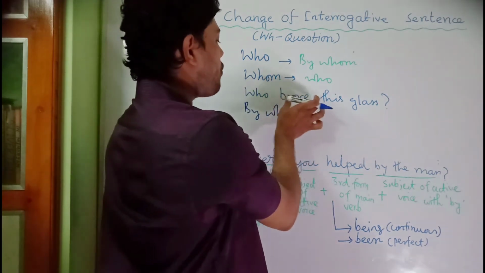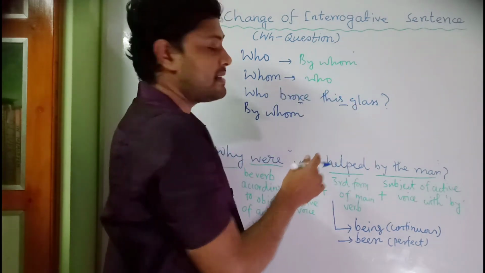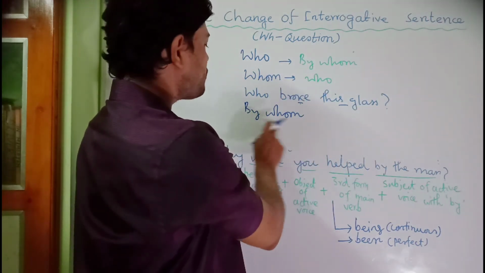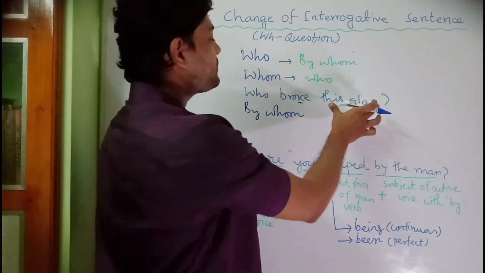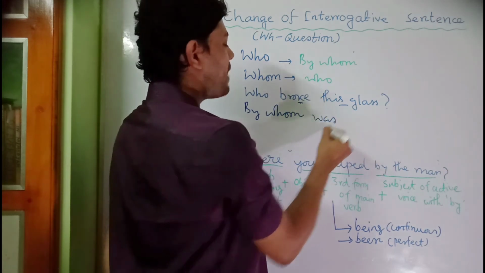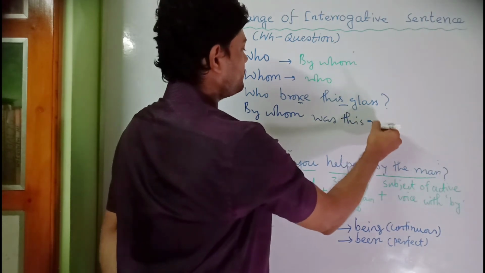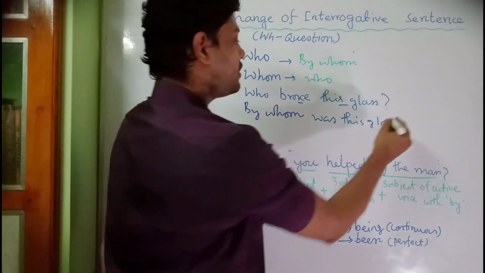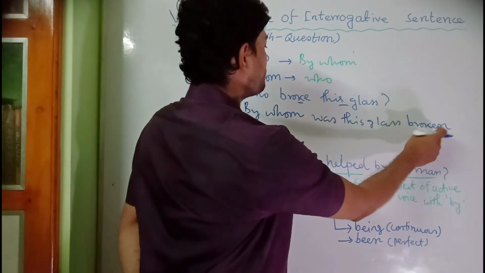Clear? Then think what is the main verb here? Broke. And what is the object here? This glass. Okay, the glass is broken, so this glass is the object. So what is the rule here? First the WH word, by whom, then we have to place the be verb according to the object of the active voice. The object is singular, third person, so the be verb will be was. Then the object, this glass. After that, the third form of the verb, that means break, broke, broken. So by whom was this glass broken?